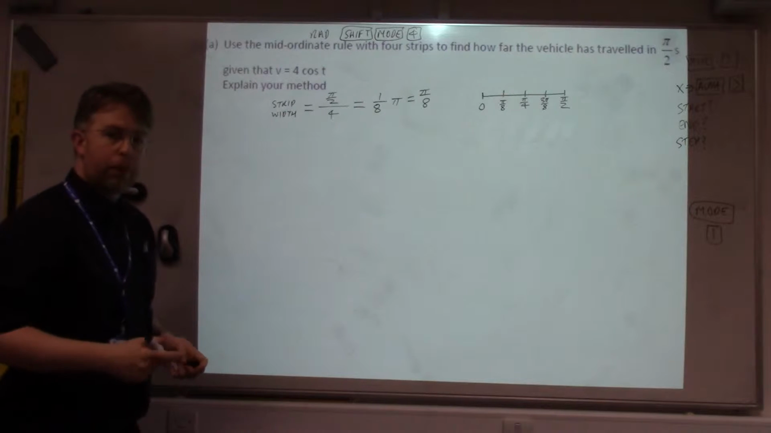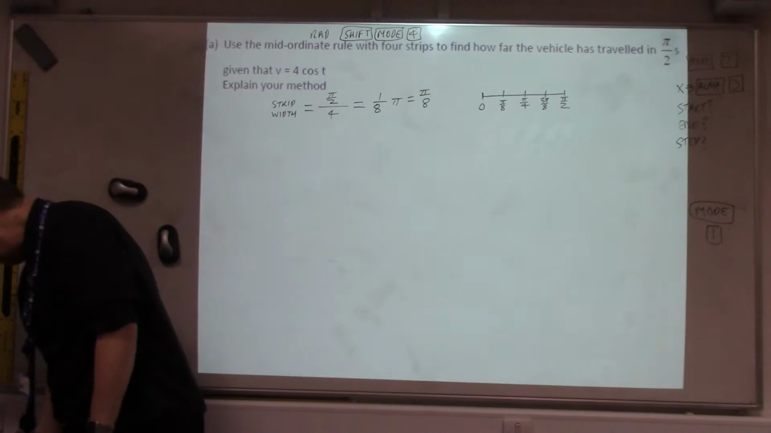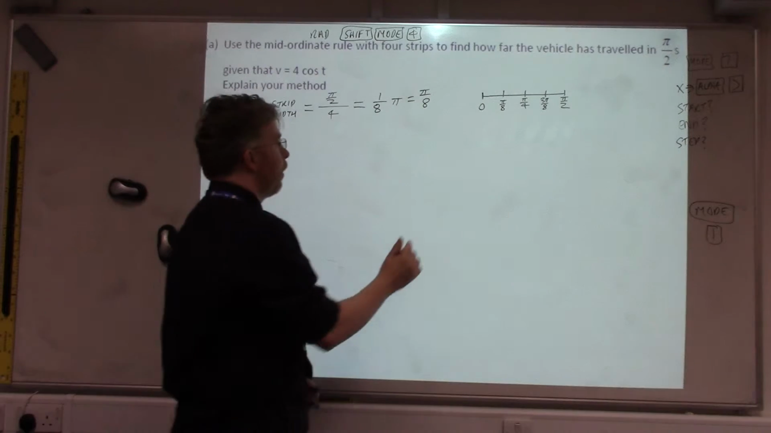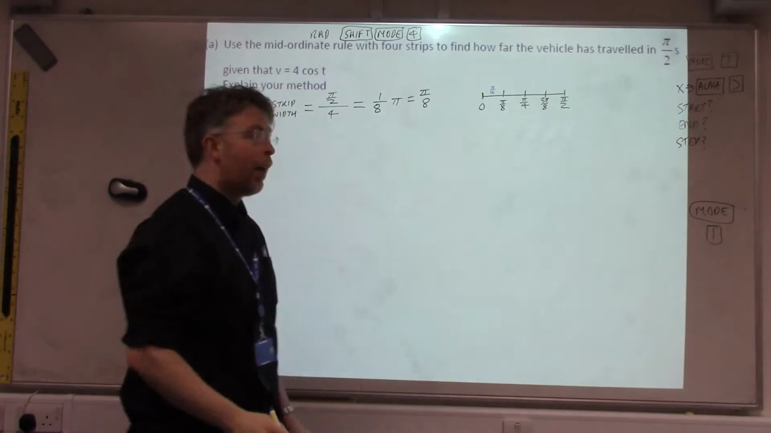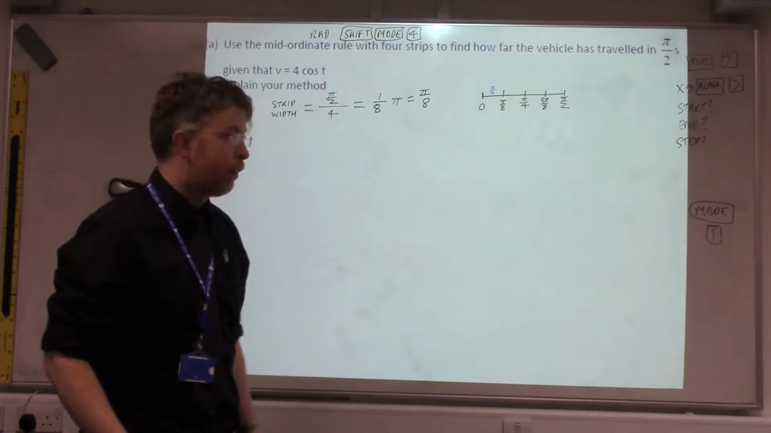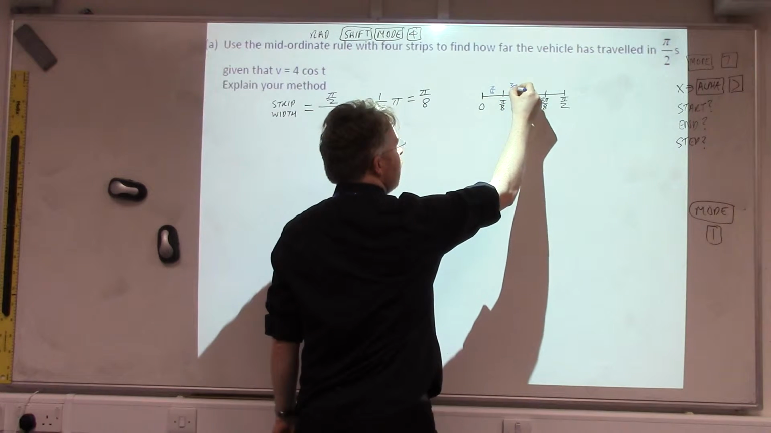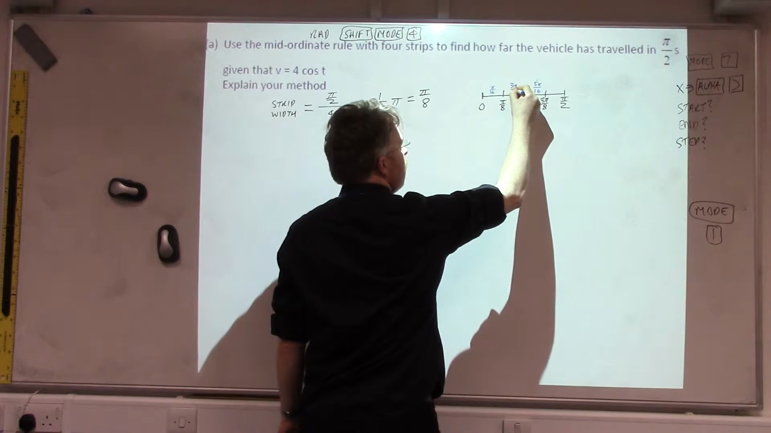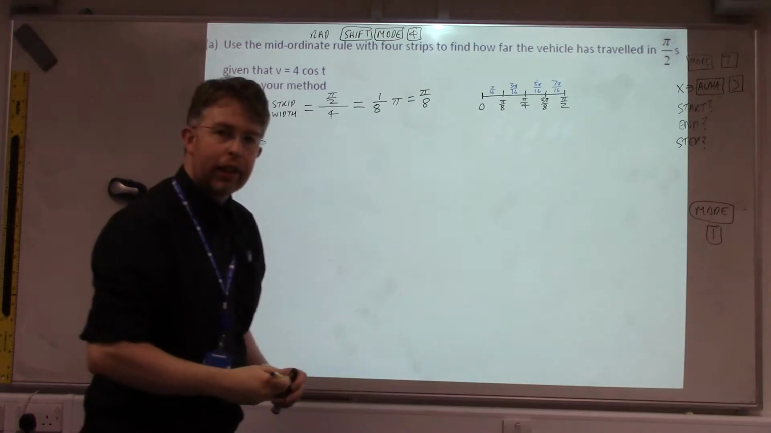Now, for the strips of the trapezium and the Simpson's rule, those are the numbers we need. However, it's a bit more difficult for mid-ordinate because we need the middles of those. So the middles will be pi over 16. So add them and divide by 2: add the 0 plus pi over 8, divide by 2 will give you the middles. 3 pi over 16, 5 pi over 16, and 7 pi over 16 would make the middles.